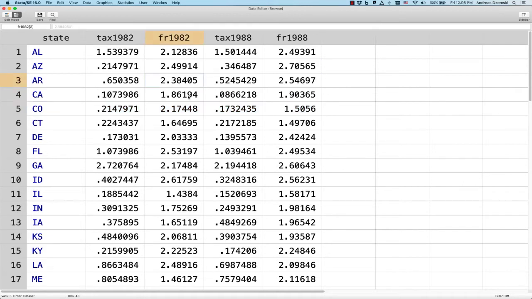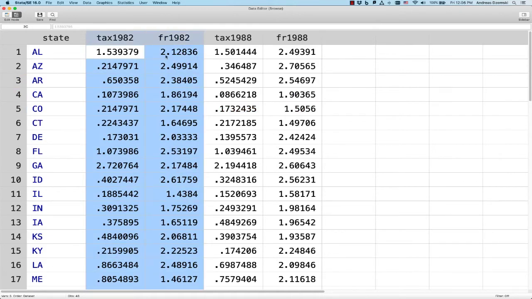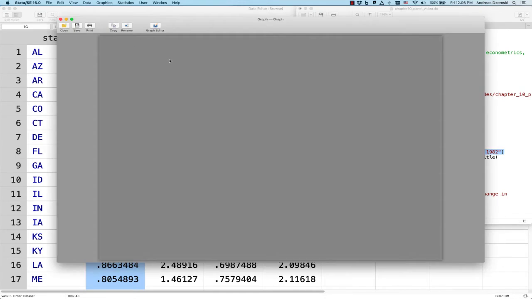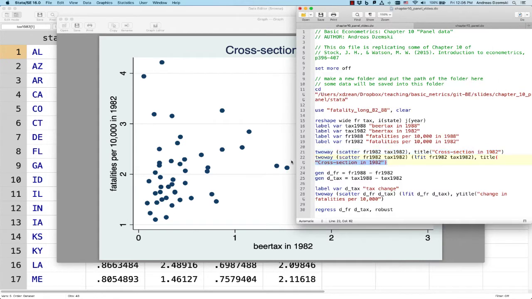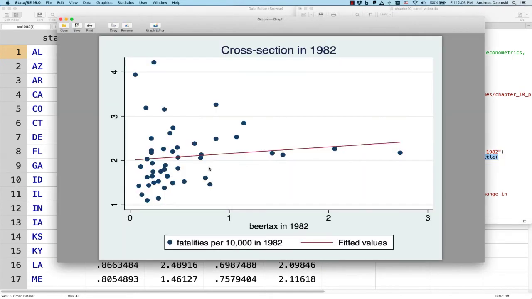Let's start by pretending that we only have data for 1982, and let's do a scatter plot of the fatality rate versus the tax. And what we see is this: the beer tax here is on the x-axis, the fatality rate is on the y-axis. Every point here represents a US state in 1982. It's not clear that there's a relationship, not easy to see. Maybe let's add a regression line. And we see that if anything, there's a positive relationship.